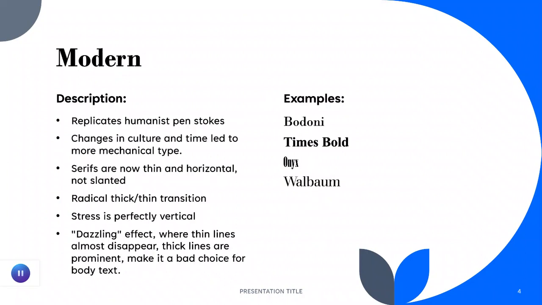Modern is similar, but it replicates the humanistic pen strokes. The changes in the culture and the time led to this, to a more mechanical type. The serifs are now thin and horizontal, not slanted. It has a radical thick to thin transition. That's what makes it look bold. Stress is perfectly vertical and has a dazzling effect, where the thin lines almost disappear and the thick lines are more prominent. This makes it a bad choice for body text, so you should stick to old style as opposed to this. It's kind of like how you don't type a body paragraph in bold.